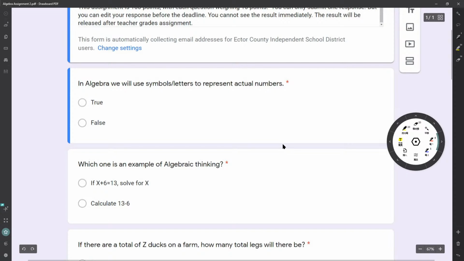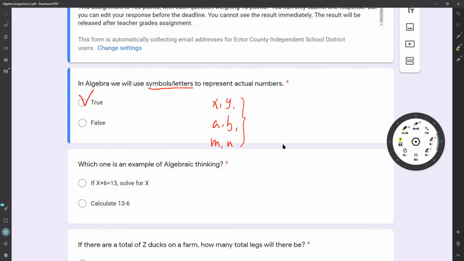Well, this is true. So the essence of algebra is that we are going to switch to symbols and letters instead of just the actual numbers. That means we're going to use X, Y, or A, or B, or M, or N. And you will see these are super powerful tools that can help us deal with more difficult questions. So yes, we will use symbols and letters.